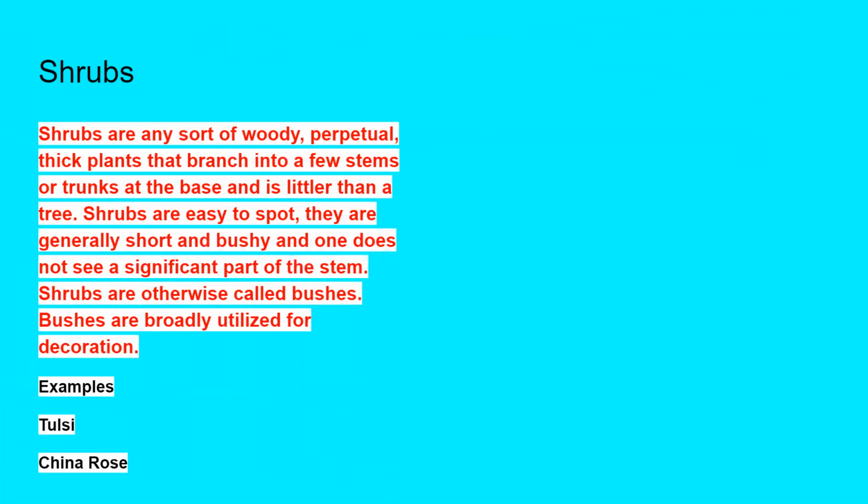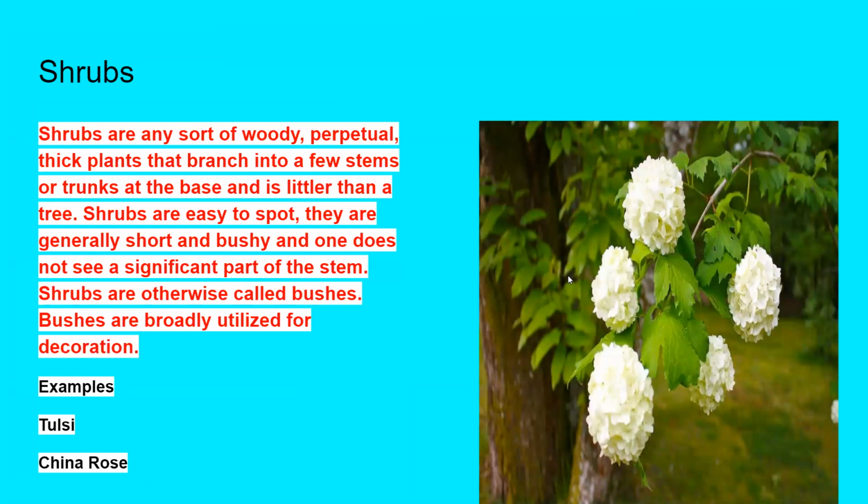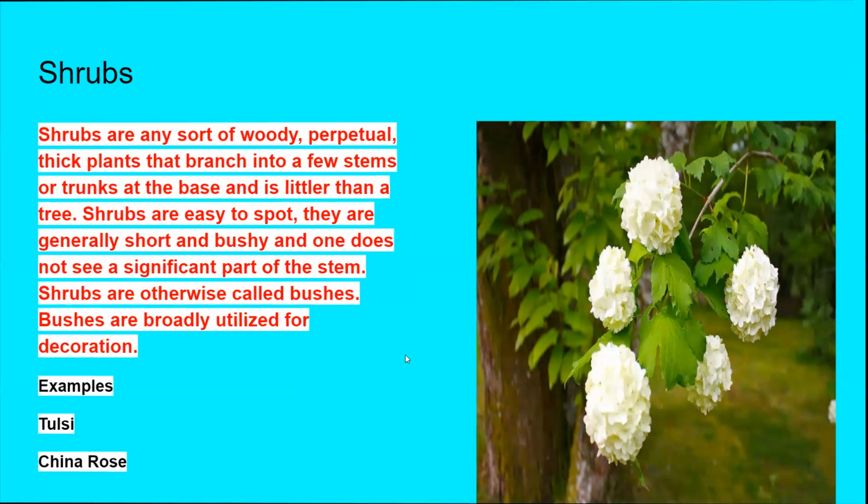They are generally short and bushy, and one does not see a significant part of the stem. The shrubs are otherwise called bushes because the shrubs are very bushy. The bushes are broadly utilized for decoration. The examples are tulsi and china rose. These are the examples of the shrubs. They are woody and have very few stems in their branches. So this is the example of the shrub.